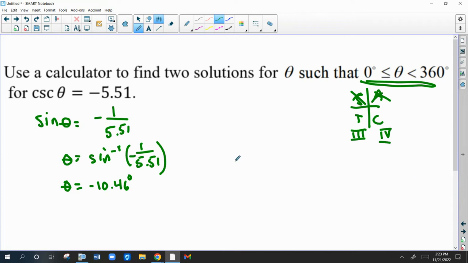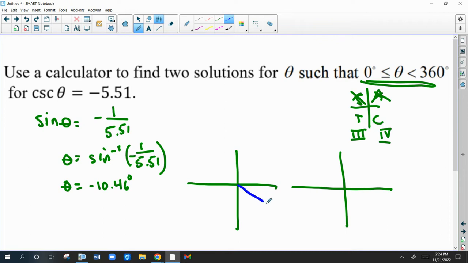But we're going to use this solution to get the two solutions. So here's how you would do that. We have two solutions, one in quadrant 3 and one in quadrant 4. Now, negative 10.46, we know what that looks like. It's a negative angle, and it's a small angle. So this is bigger than it actually is, but that's okay. This is negative 10.46. Now, that's the one that is the quadrant 4 answer. So I need to measure it as a positive angle, counterclockwise.